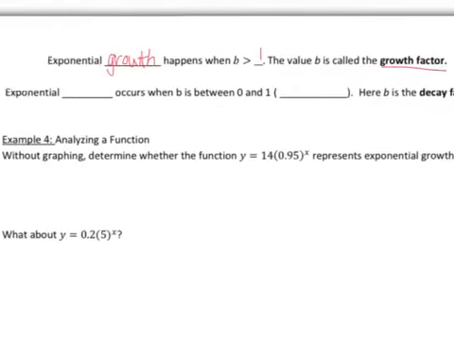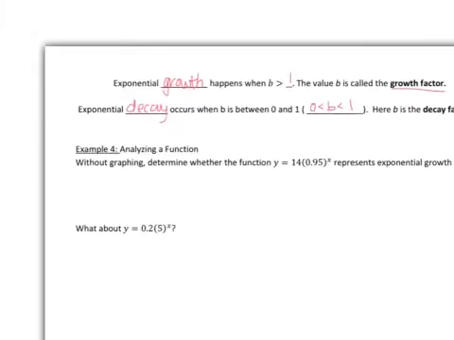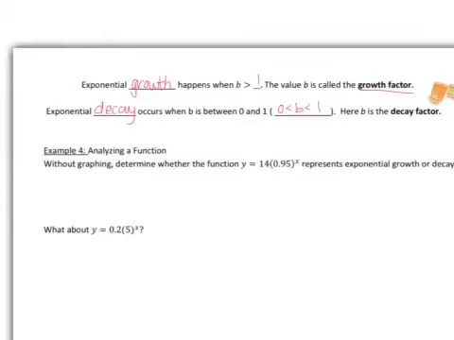Okay, the opposite thing is exponential decay. This occurs when B is between 0 and 1. So if you want to write that as an inequality, it's 0 is less than B is less than 1. Okay, so B is somewhere between those two. And guess what B is called now? The decay factor.